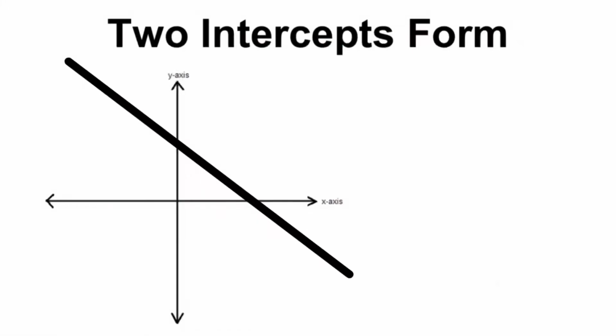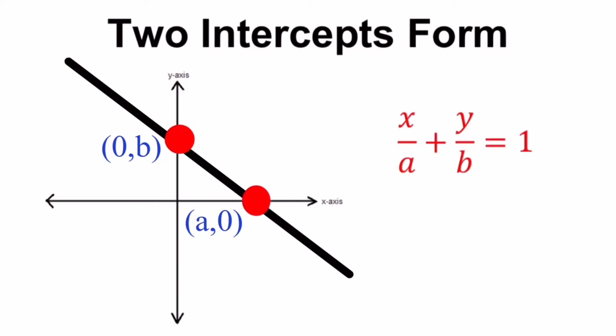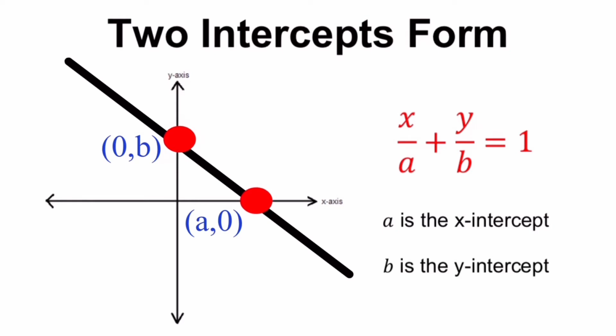So if we are given two intercepts of the line, that is (0, b), which is our y-intercept, and (a, 0) as our x-intercept, we can use the formula x over a plus y over b equals 1, where again our a is the x-intercept and the b is the y-intercept. This is called the two-intercept form of a line or the double-intercept form of a line.